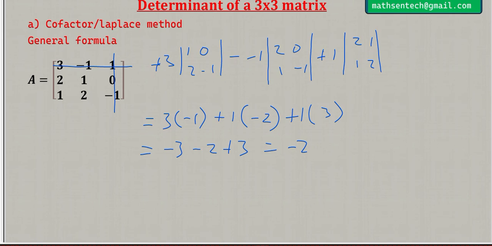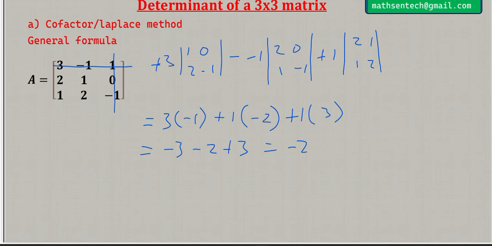So if you did the same with the second row, you'd still have gotten the same answer. Okay, so for now you're just going to use that first row there. So that is now called the cofactor stroke Laplace method of finding a 3 by 3 determinant.